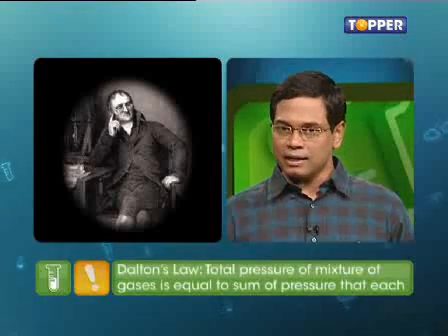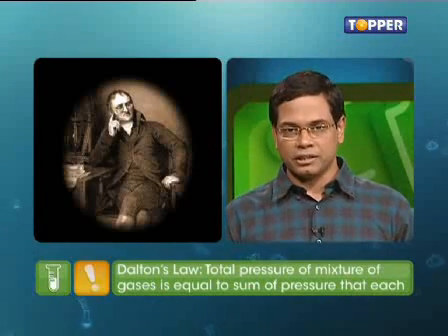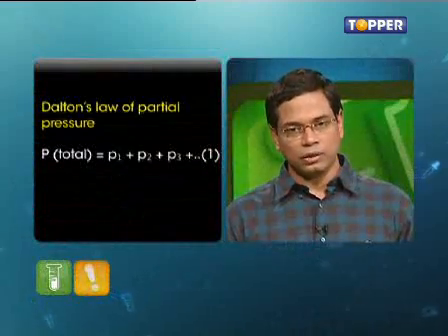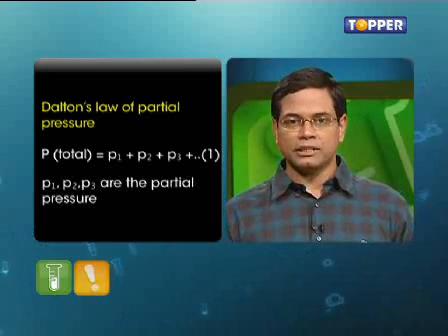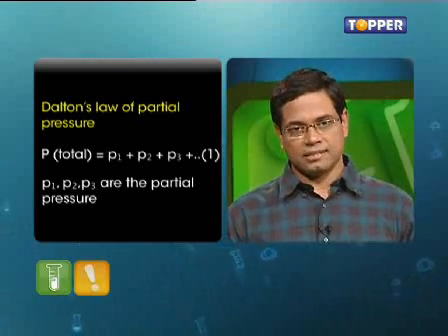Now let's look at the next law. But before that, let me tell you about a big name from the field of chemistry. It was legendary chemist John Dalton who proposed that a mixture of non-reactive gases collectively exerts a pressure which is equal to the sum of the pressure that each gas would exert if it were present alone. Mathematically, we can say that P total = P1 + P2 + P3, or the total pressure is equal to the sum total of the partial pressure of each gas.